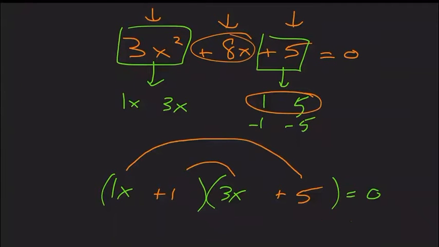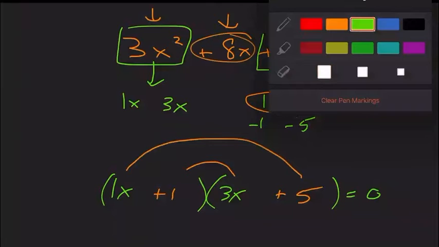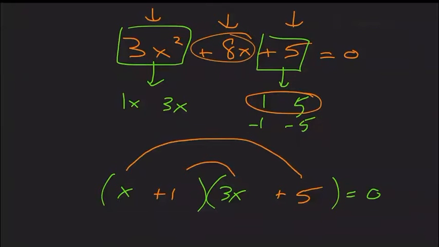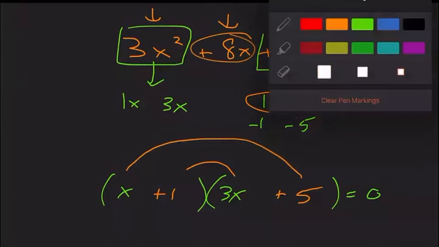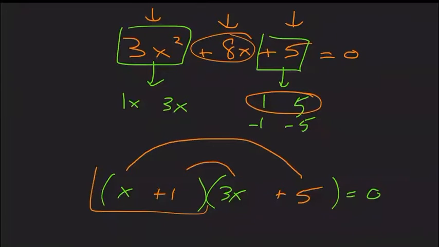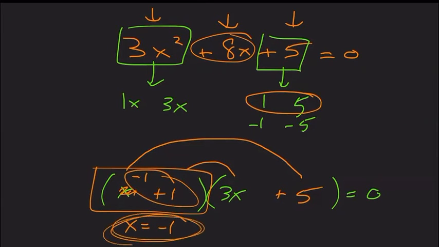And then from here, we solve by inspection. Remember that 1x plus 1 is just the same thing as x plus 1. That might make it a little easier to solve in your head. So what value of x is going to make this parentheses equal 0? That's going to be -1. If you plug in a -1 for x, -1 plus 1 is 0. So that's one of our answers.